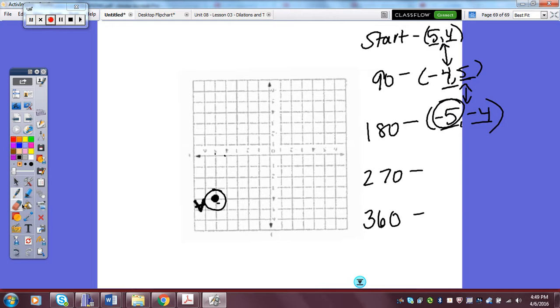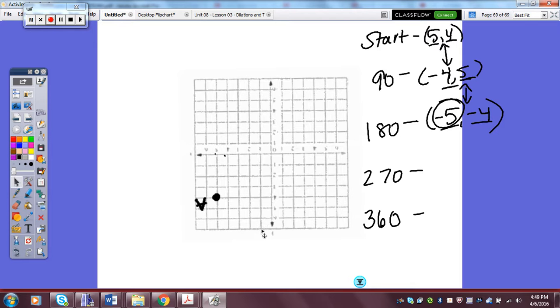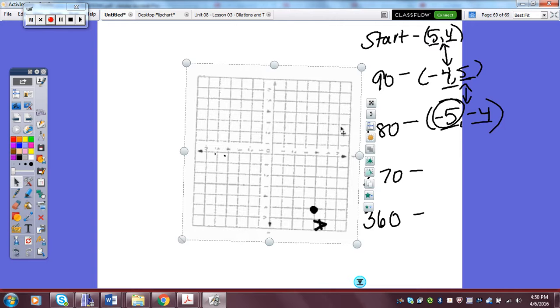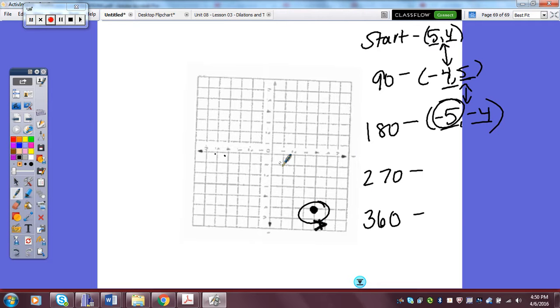So now let's do this again. Spin it again. Let's make 270. Now I'm in quadrant 4. So now read, what's this ordered pair over here? Well, that's 4, -5.